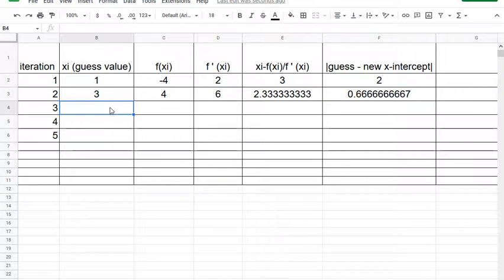Again, the guess value for iteration 3 will be the x-intercept of the tangent line from iteration 2. So this will be E3. So equal to E3, and this will be our new guess value. And now we want the process to start all over again. So highlight these cells right here, and then Control C for copy, and then Control V for paste.